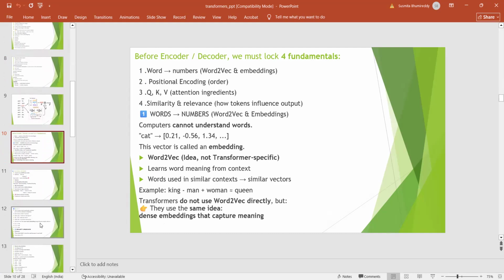Before we go to the encoder and decoder, we want to learn some basic fundamentals: what a word is, what an embedding is, what word to vectors is, what positional encoding is, what the attention ingredients like query, key, value are, and what similarity and relevance are, and how the tokens influence the output. So we need to know all these fundamentals here.